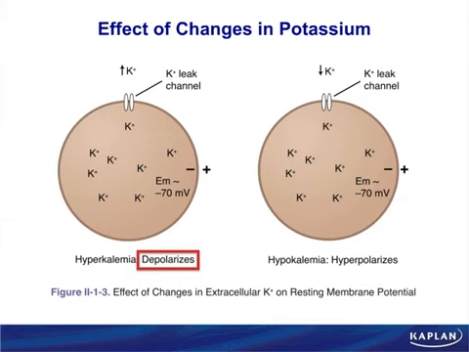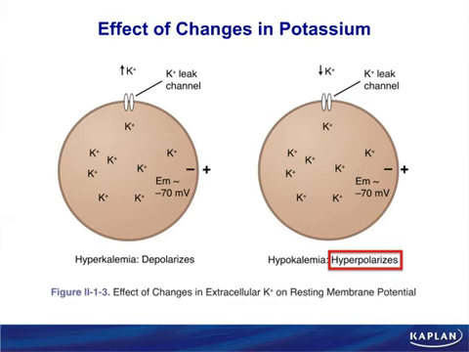Hypokalemia, the opposite. Here's your ungated potassium channel in your resting cardiac cell. Now the extracellular concentration of potassium is low. Now you will increase the electrochemical gradient. Now you will increase the efflux of potassium. As you increase the efflux of potassium, you will have less positive charges inside the cell. Now the cell will hyperpolarize. You will push the cell further away from threshold. Now you will fire less action potentials. You may go into asystole.